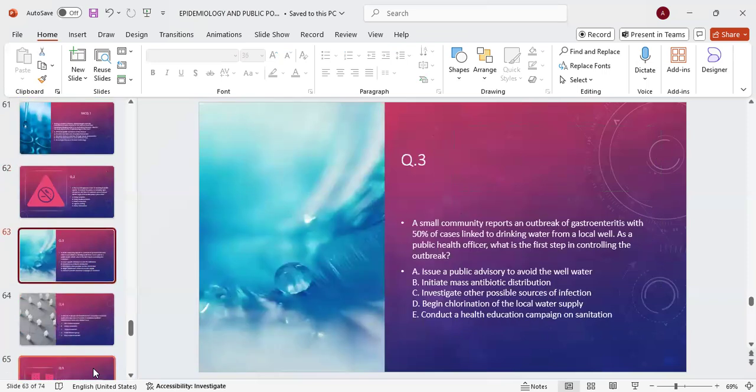A small community reports an outbreak of gastroenteritis with 50% of cases linked to drinking water from a local well. As a public health officer, what is the first step in controlling the outbreak? Option A, issue a public advisory to avoid the well water. Option B, initiate mass antibiotic distribution. Option C, investigate other possible sources of infection. Option D, begin chlorination of the local water supply. Option E, conduct a health education campaign on sanitation.